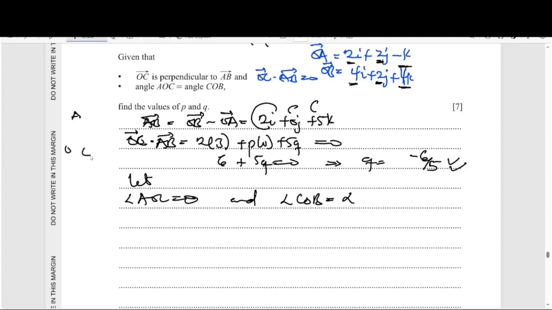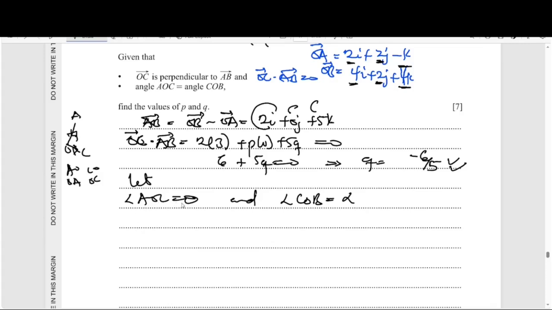Remember, we have A, O, and C. We want to find angle AOC, right? So between AO and then CO. So either both arrows are pointing in the same direction or they are pointing away from a common point. So if I use AO, then I should use CO. But if I use OA, then I must use OC. So either they are going away from a common point or they are going towards a common point, right? So I'm going to use OA and then OC.